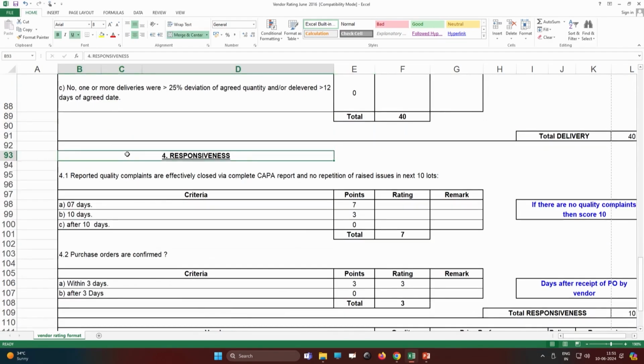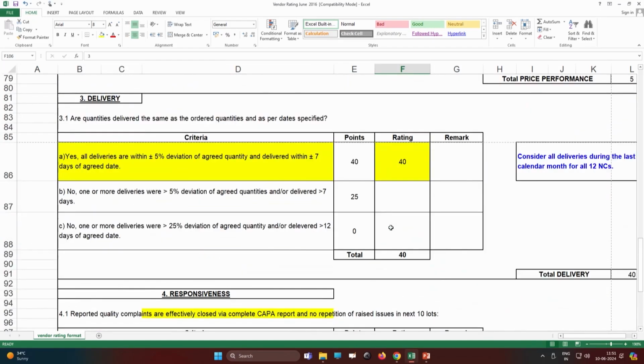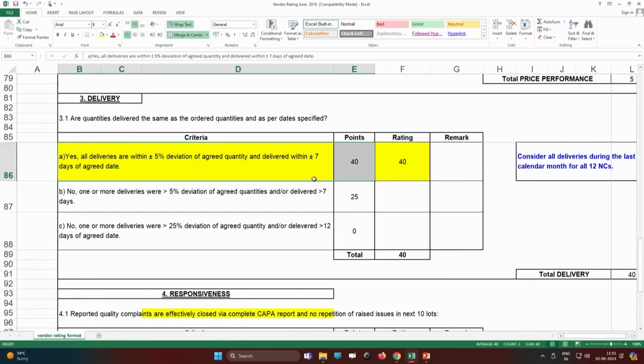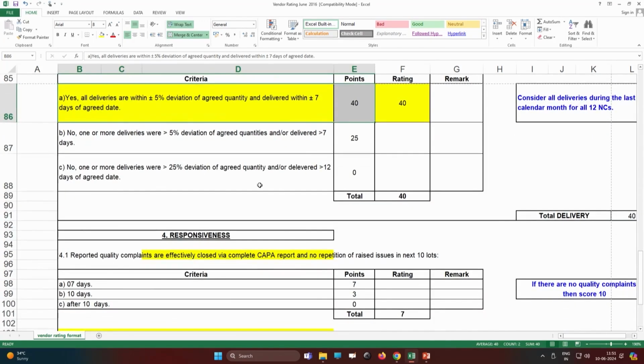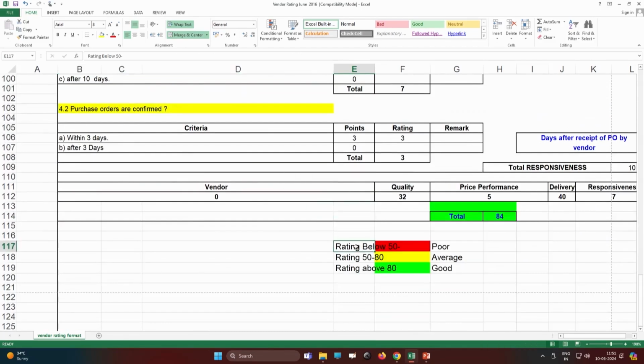Responsiveness: how quickly you are generating the CAPA report, how quickly you are responding to whatever complaint your manufacturer is raising, and how quickly you are confirming the purchase order. Once the purchase order is accepted and you confirm it within 3 days, you will get 3 marks, right? So confirmation is not that important, but delivery is very important, because if I lack inventory, all my 500 people will sit idle on the production line. So overall rating will be calculated.